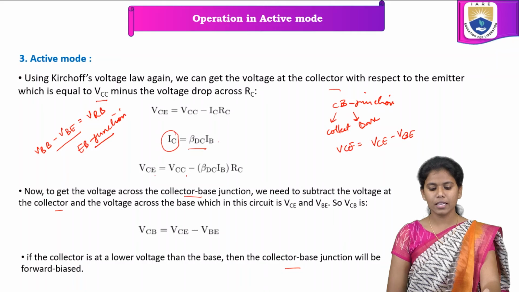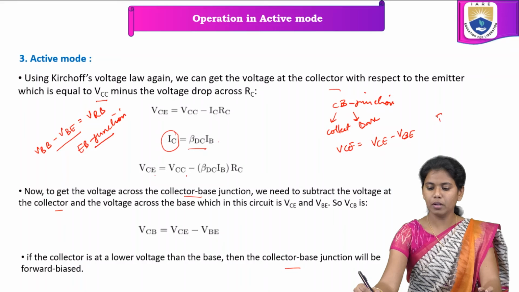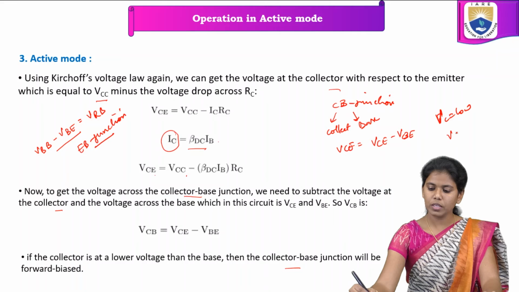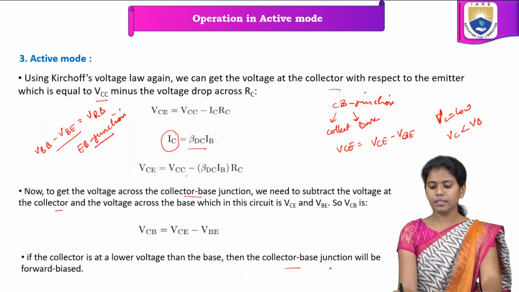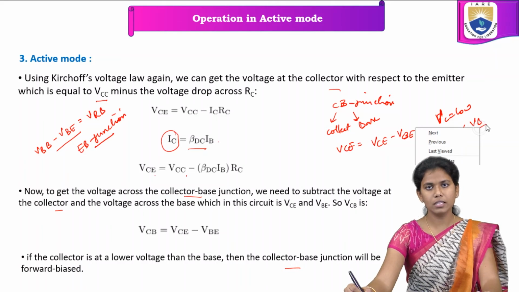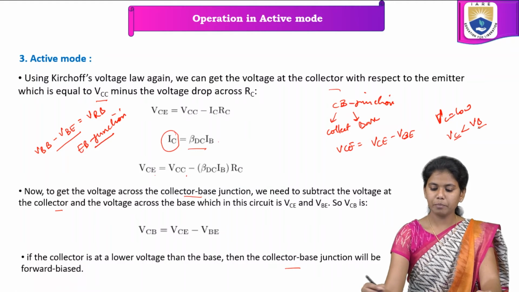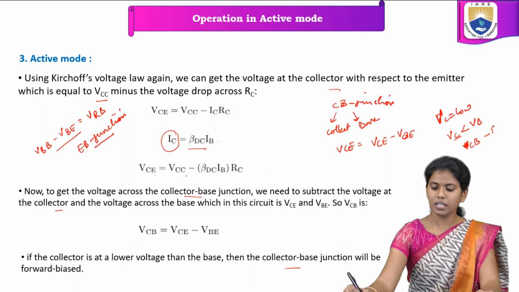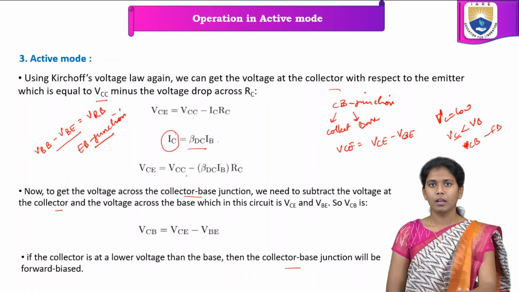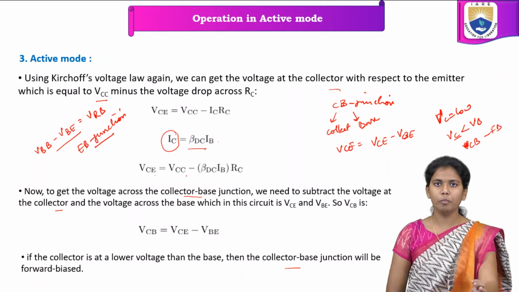If the collector is at a lower voltage, for example VC is lower than the base, that is VC is low compared to the base, then the collector base junction will be forward biased. So if this is lower than this, then obviously VCB, the collector base junction, is in forward bias. So this is about the active mode operation of BJT.